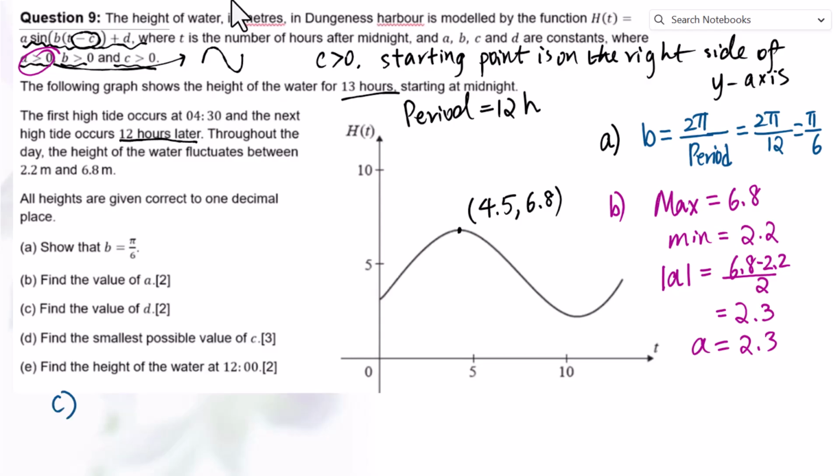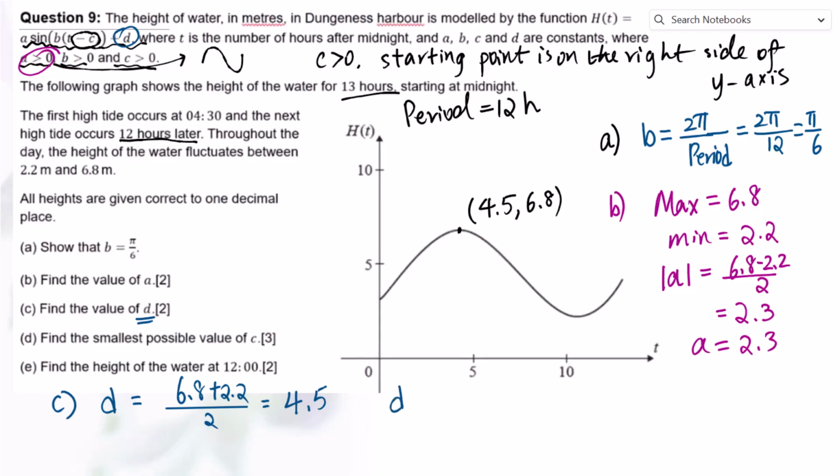Find the value of D. D is the midline. So D equals maximum plus minimum over 2 equals 4.5.